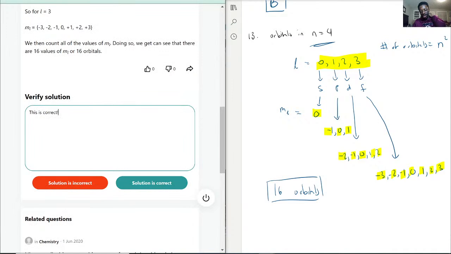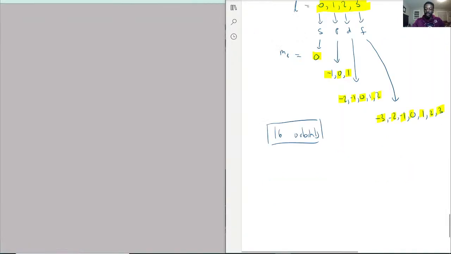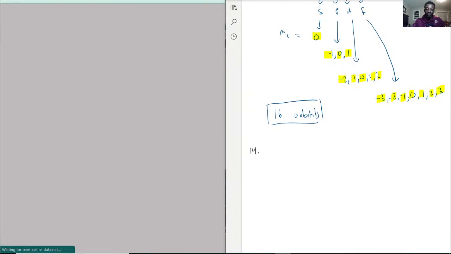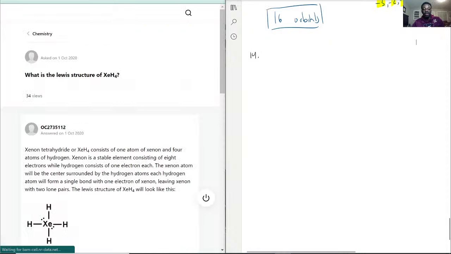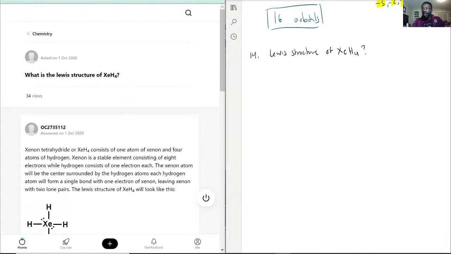All right. So with that being said, let's move on now to the next question, number 14. What is the Lewis structure of XeH4? For this, we just have to break it down in regards to how many electrons it has. So let's start now with hydrogen.